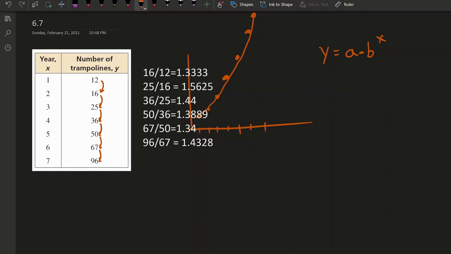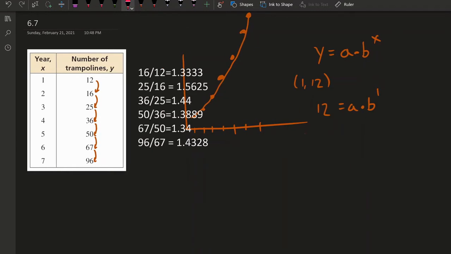So if I use the point (1, 12), that would be 12 is equal to a times b to the first power. Then if I take the last one, which is (7, 96), I would get 96 is equal to a times b to the 7th.